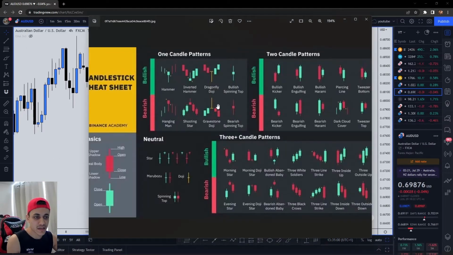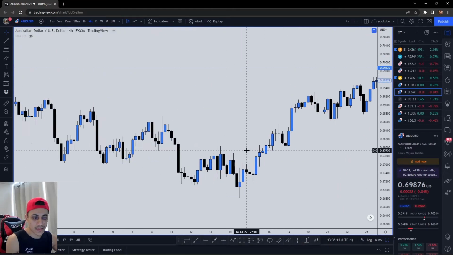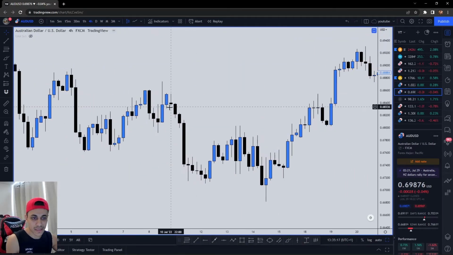Now let's find another one here for bearish. So let's look for a bearish spinning top. Let's look for a gravestone doji. Let's look for a shooting star or a hanging man. So let's look in a bearish market here. Oh, right there, exactly right here, guys.